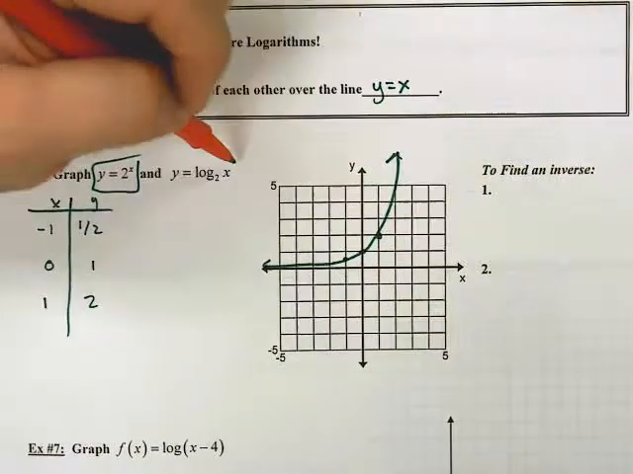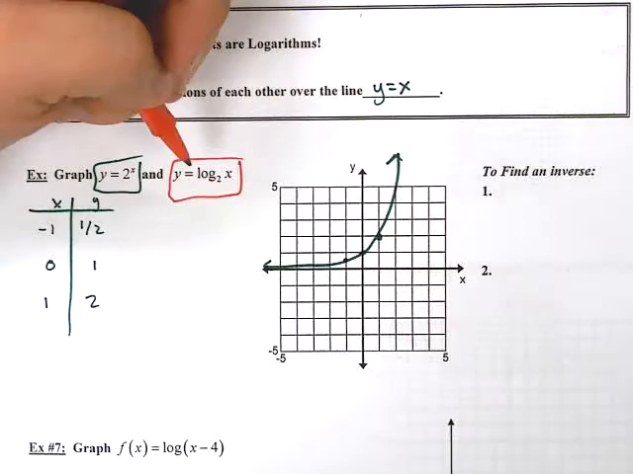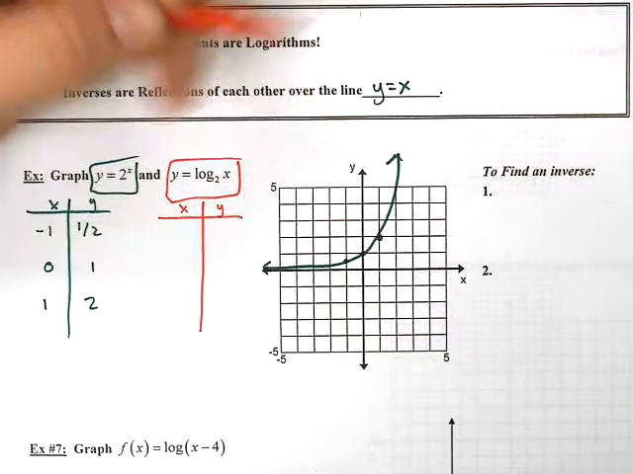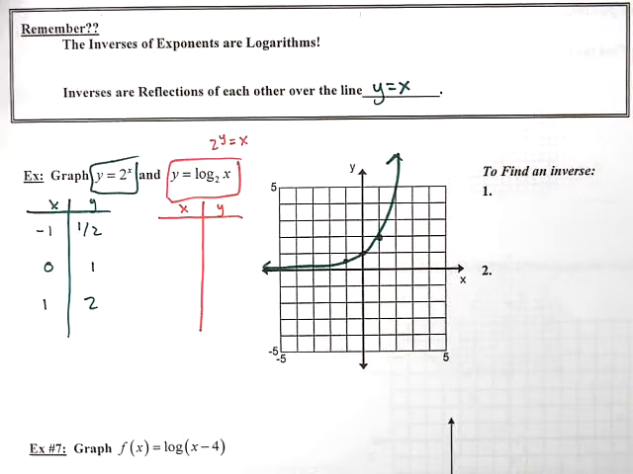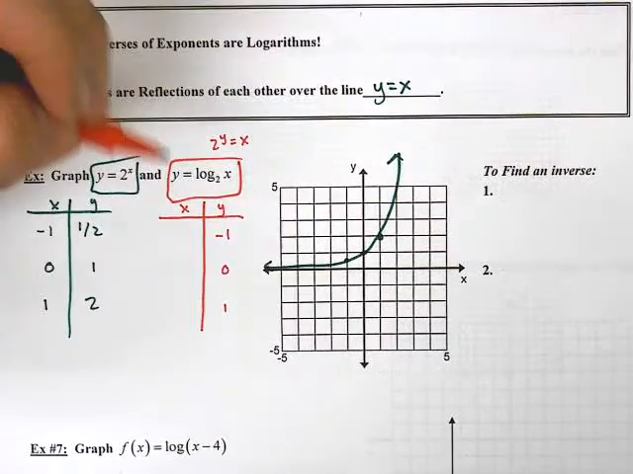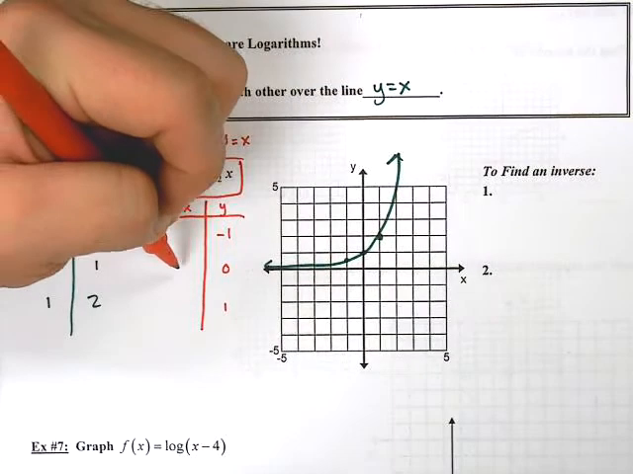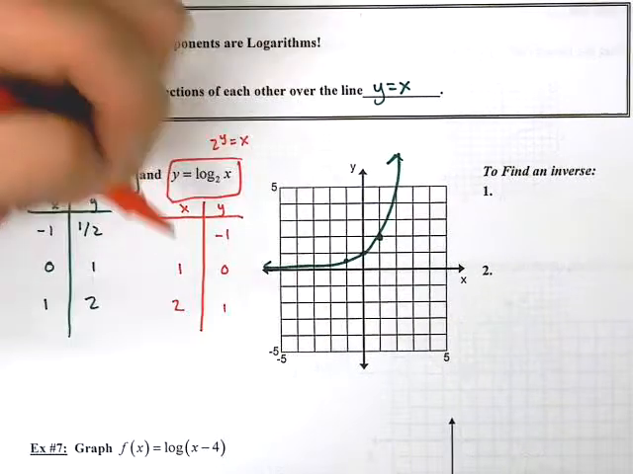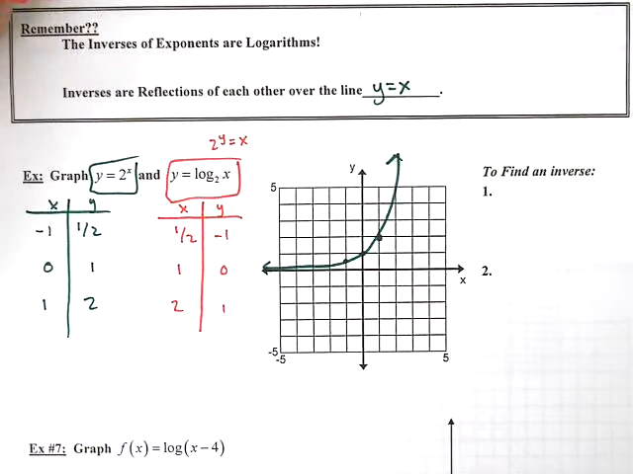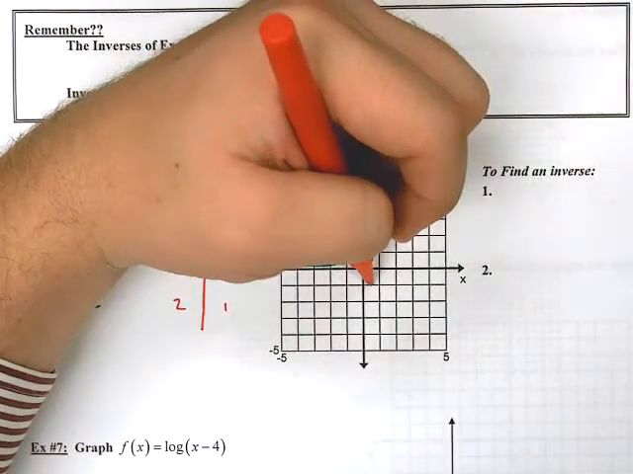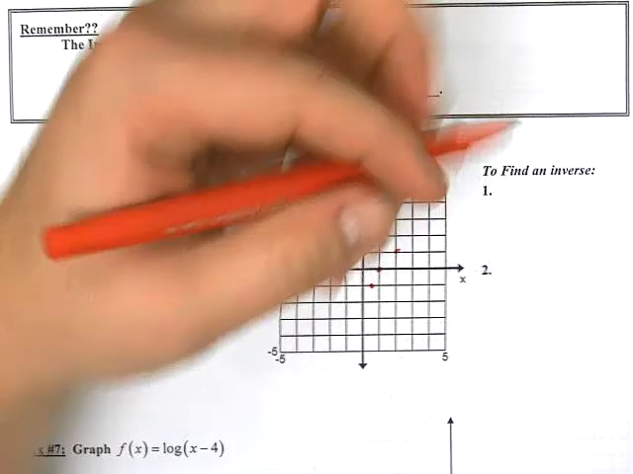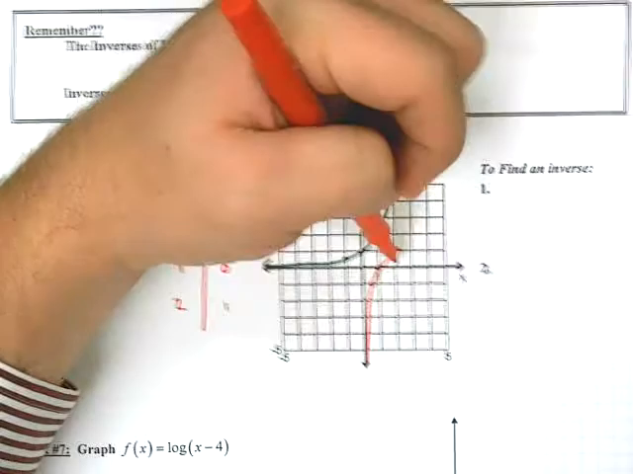Now what happens when I switch? When I move over, if I want to use my table method at least, I would want to rewrite this as 2 to the y is equal to x. Alright, so now I know that my negative 1, 0, and 1 go over here in the y column, and now 2 to the 0 is 1, 2 to the first is 2, 2 to the negative first is 1/2. So when I plot these, 1/2, negative 1, 1, comma 0, 2, comma 1, and now I would have something that looks like this.